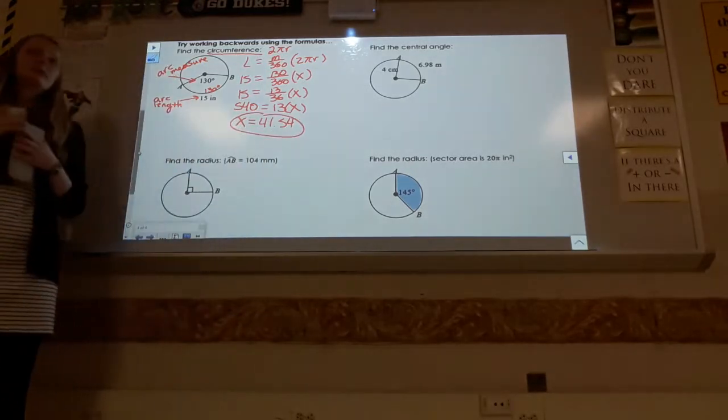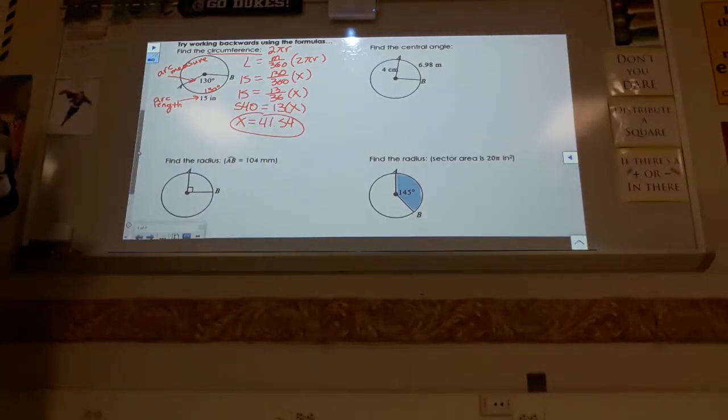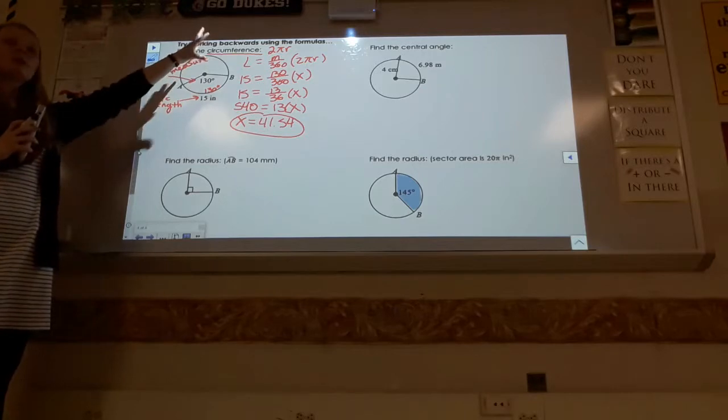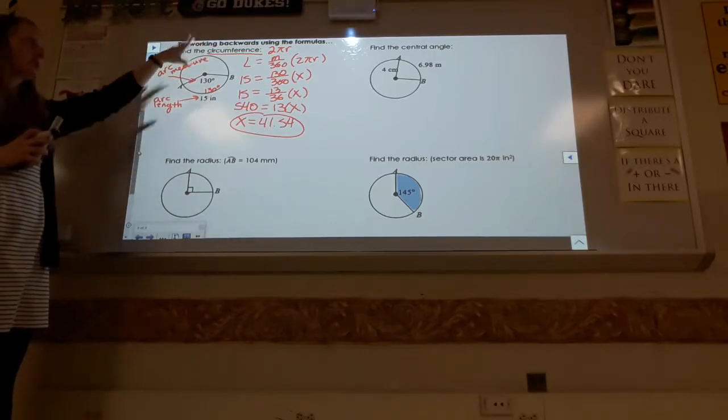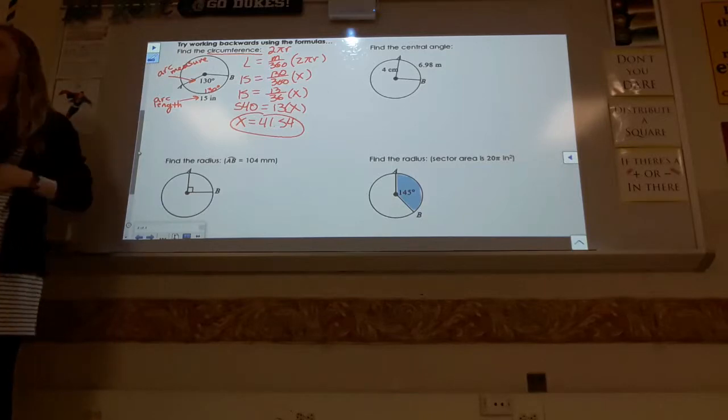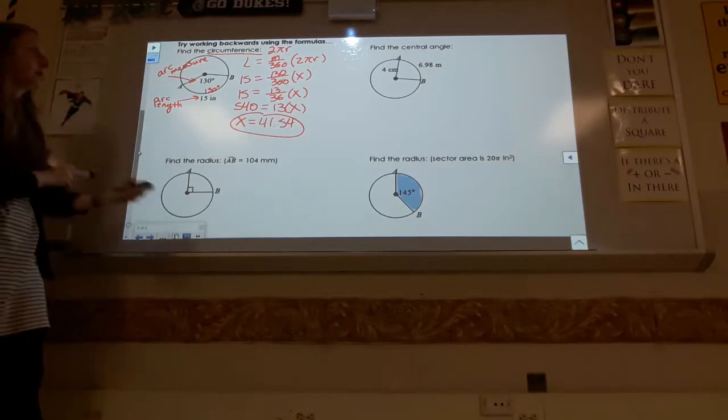So that's the thought process, the problem solving you need to go through. You need to know, what do I have, what am I looking for, what formula has all that? What formula can I use that I can plug into that has all that stuff working together, and then solve backwards? Okay, let's try the next one.